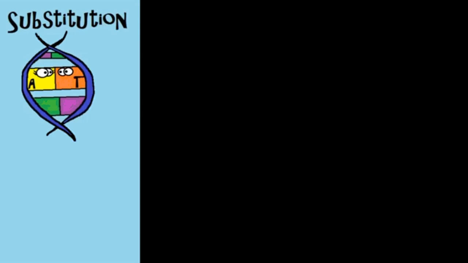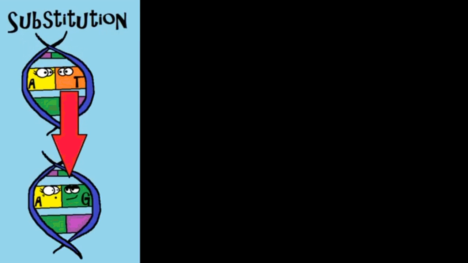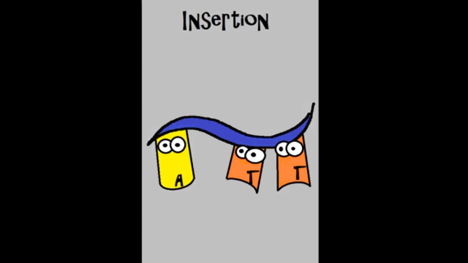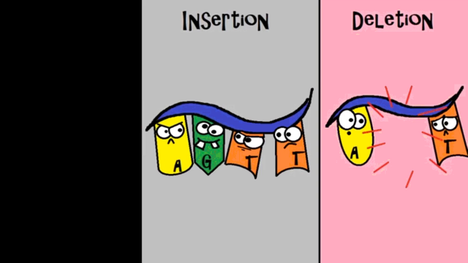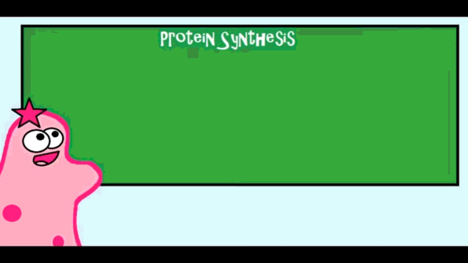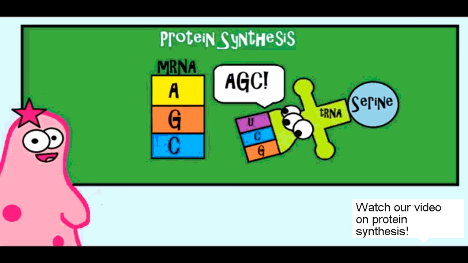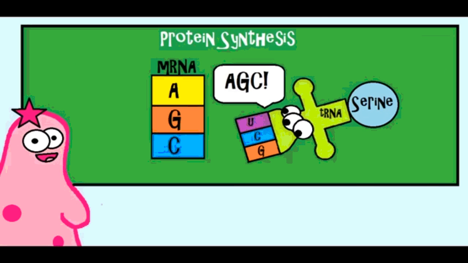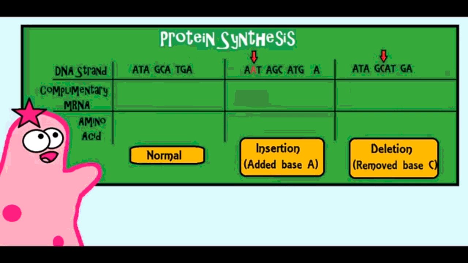First, substitution. That means you have the wrong base matched. So instead of A with T, you could put A with G. Scandalous. You can have insertion, which means an extra base is added in. You can have deletion, which means a base is removed. Insertions and deletions have the potential to be especially dangerous because, remember, in protein synthesis, we talked about how bases are read in threes. If you add a base or remove a base, suddenly the total number of bases has changed.